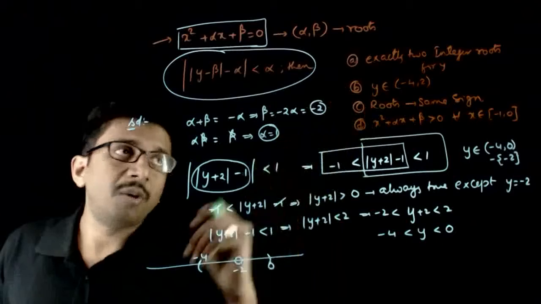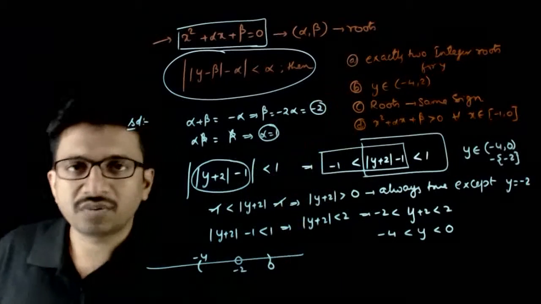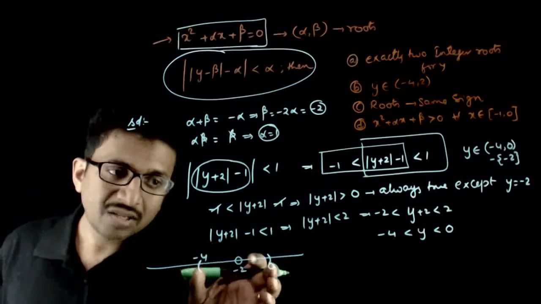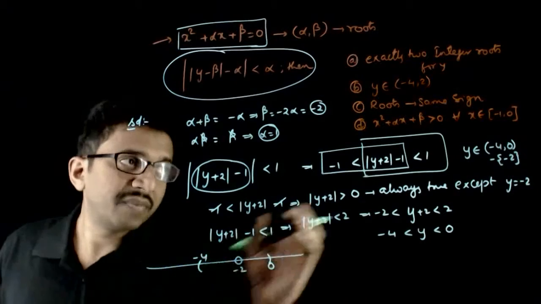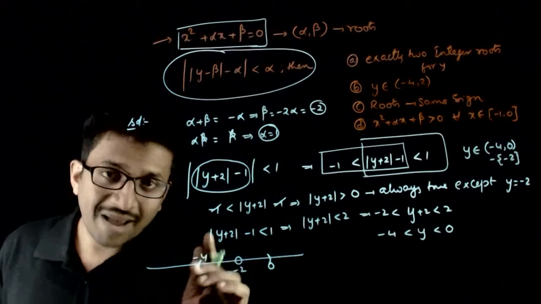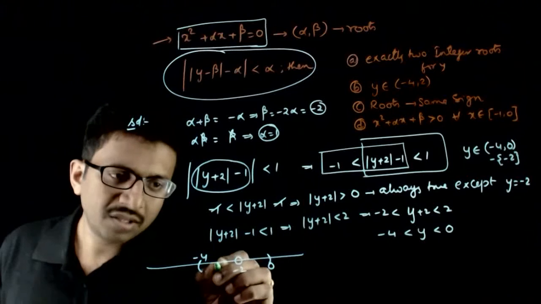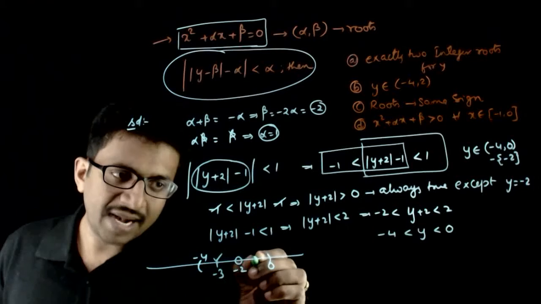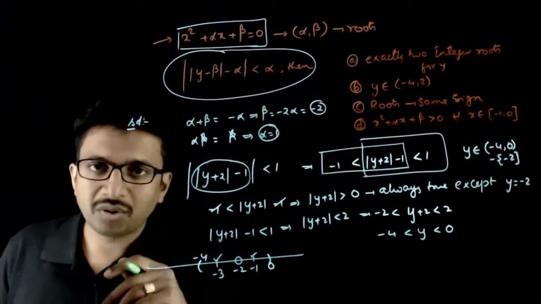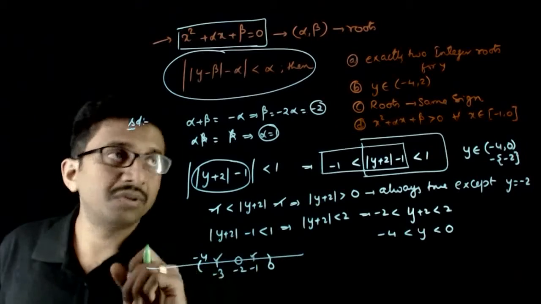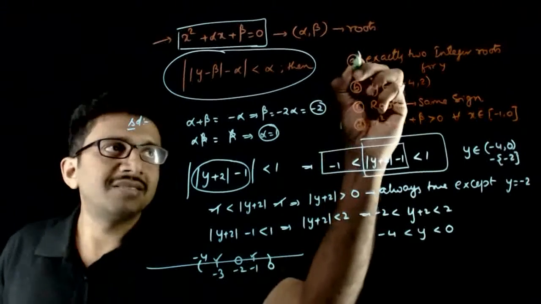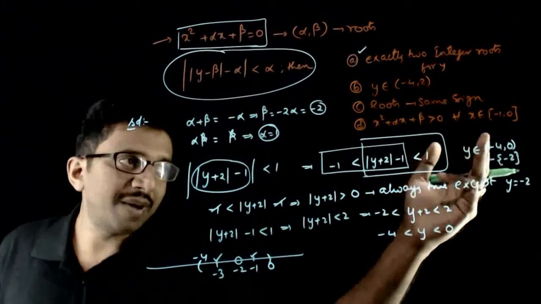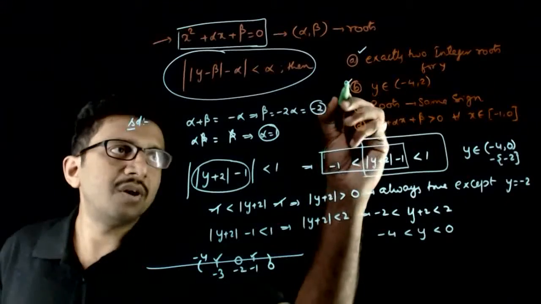So now let us look at the options. First, exactly 2 integer roots for y. Let us check the roots. What are the integers from minus 4 to 0, excluding minus 2? Minus 4 is not included because it's an open interval. Minus 3 is okay, minus 2 is not okay, and after this minus 1 is okay, 0 is not okay. So there are exactly 2 integer roots. So exactly 2 integer roots for y is right. And y belongs to minus 4 to 2 is wrong, obviously, because the solution is minus 4 to 0 except minus 2.